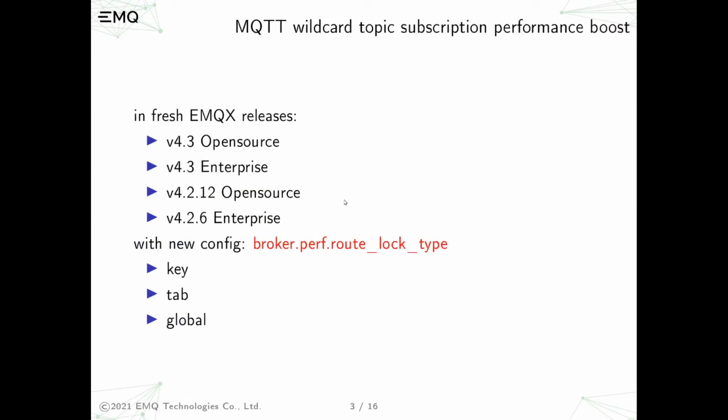So I already mentioned that we have performance boosts in versions 4.3 and 4.2. 4.3 has major improvements, and 4.2 has minor improvements. And we introduced a new config called broker performance route lock type, and we have 3 values to choose from: key lock, table lock, and global lock. I will explain what they are in a later slide.